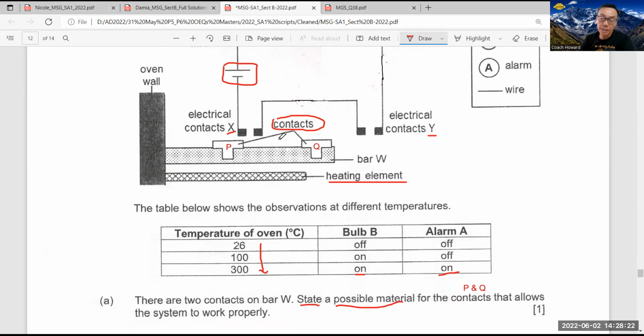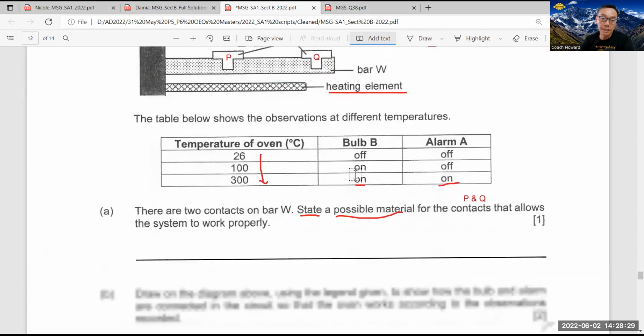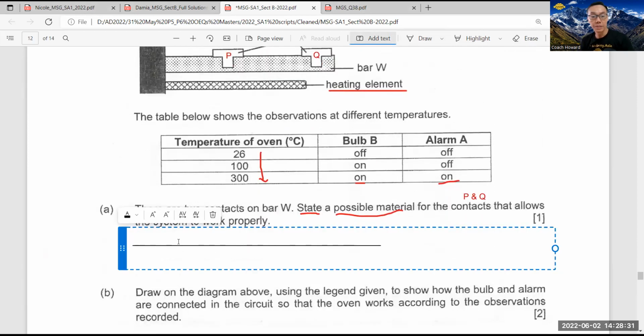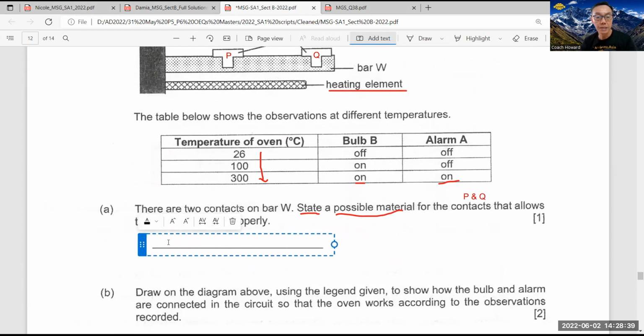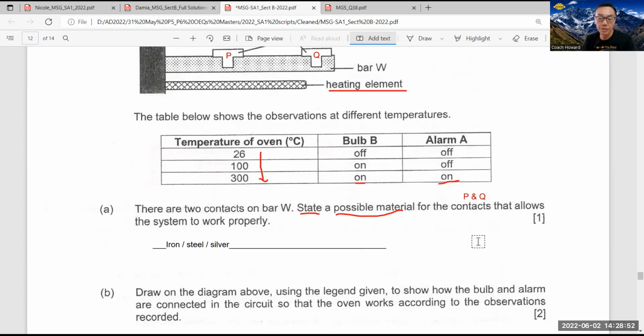So they must understand that this material must be able to conduct electricity. So they can name almost any metal that can conduct electricity. So they can name examples like iron, steel. These are the possible answers. So they can put in iron or steel, or even silver is possible, as long as they are electrical conductors.